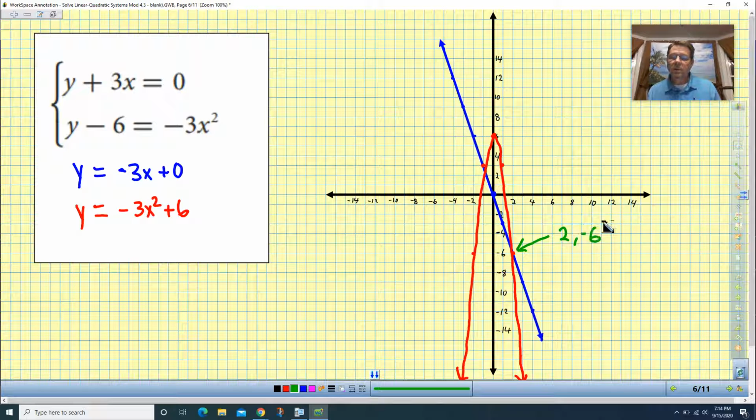And so our solutions are 2, comma, negative 6. And then our other solution, where it's supposed to cross, would have been negative 1, comma, 3. And so we're saying if I plug a negative 1 into my first equation, it's going to give me a positive 3. If I plug a negative 1 into my second equation, it's also going to pop out a positive 3. That's why they share that point. We're also saying if I plug a 2 into the first equation, it's going to give me a negative 6. And if I plug a 2 into the second equation, it's also going to give me a negative 6. Because that's what a solution is. That's what you can plug in that makes it true.